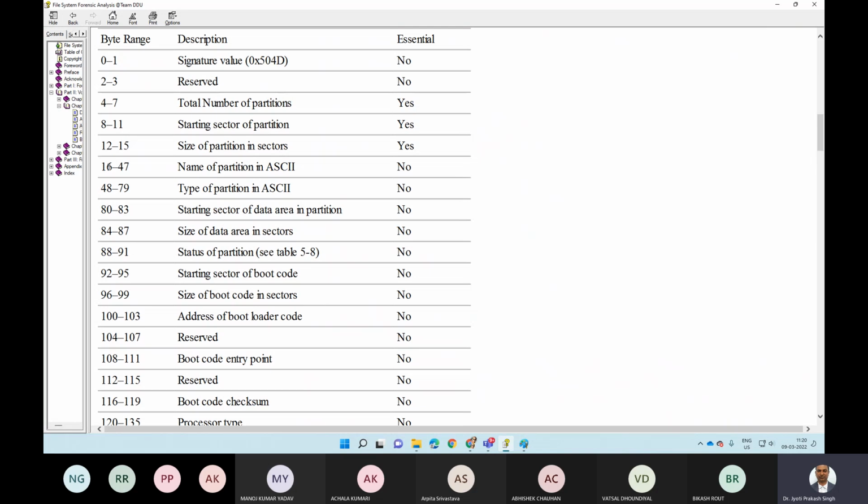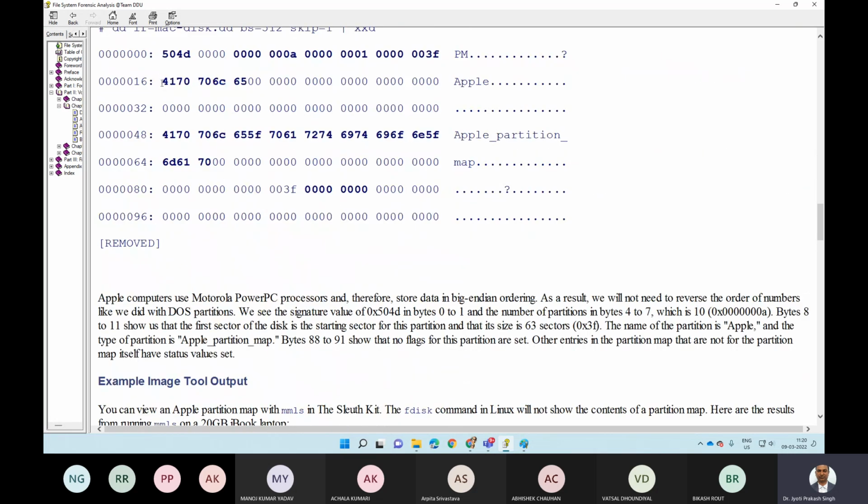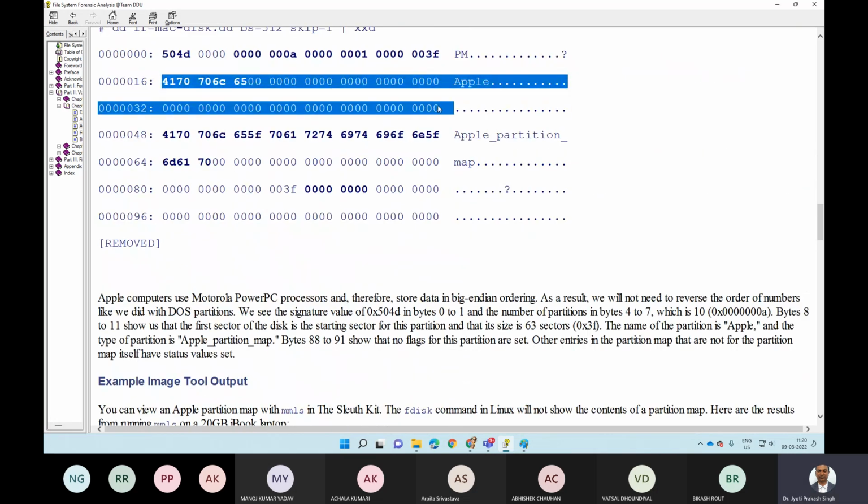The next 14 to 47, so 14 15 16 17 18 19 up to 47. It is not just that, 16 to 47, up to here is the full name of the partition in ASCII format. This is not a simple number like partition number 0, partition number 1, partition number 2. They are not giving it like that, we are giving the full name. So they write the name of the Apple partition, like Mac drive. So if it is Mac drive, then this whole Mac drive will be written from here to here.